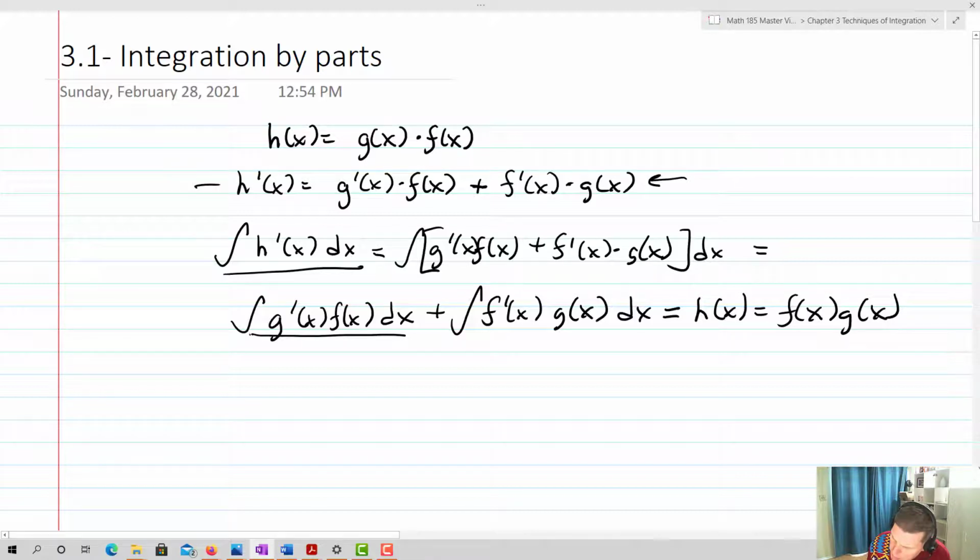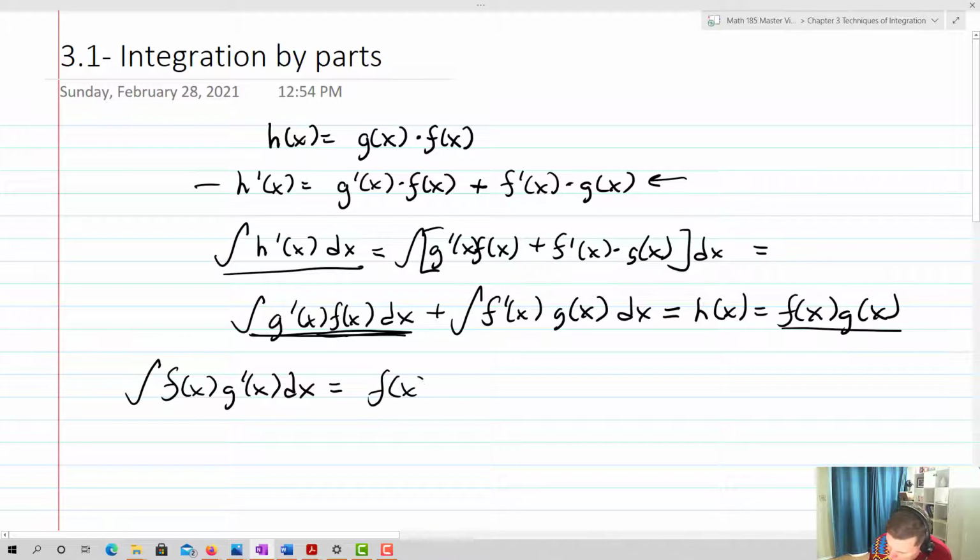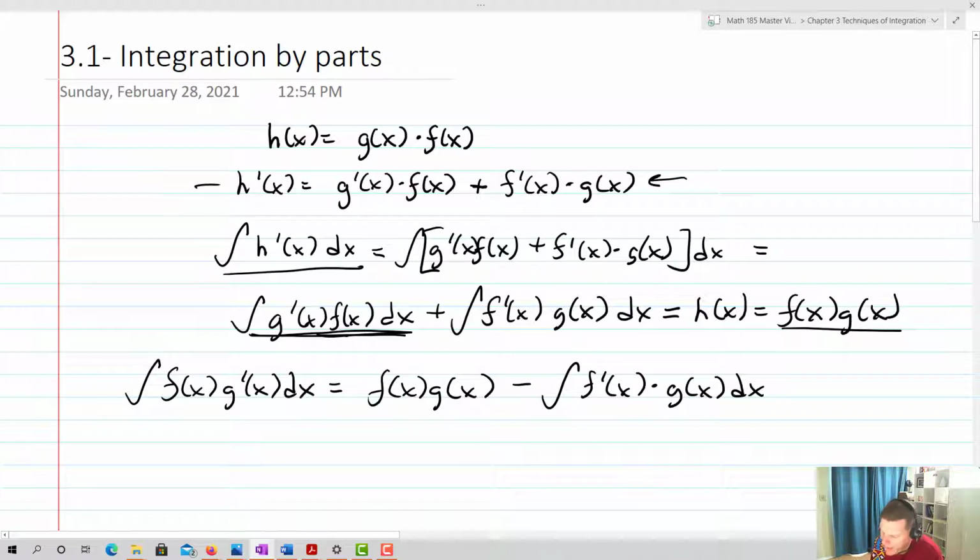Now we're going to solve for the integral of f of x g prime of x dx. So the integral of f of x g prime of x dx is just going to equal f of x g of x minus the integral of f prime of x times g of x dx. And that's going to be the basis of integration by parts.